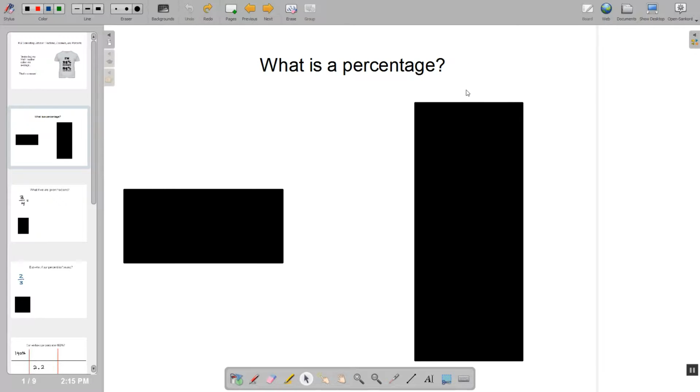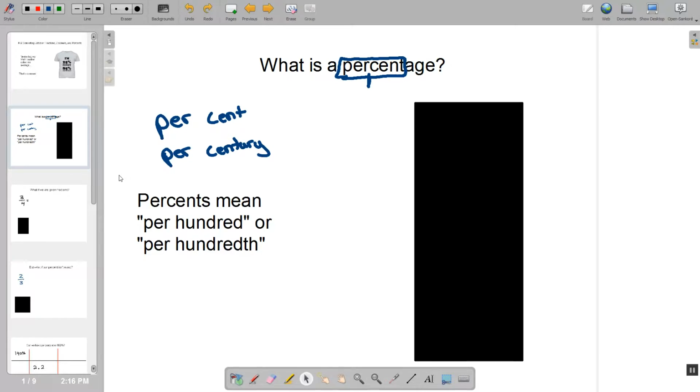Before we can do that, though, we need to know what a percent really means. When we look at the word percent, I always look right here at the first part, and I split this up into two words, per cent. And what per cent means is per century. And a century has 100 years in it. Cents have 100 cents to a dollar, so percents mean per hundred or per hundredth, which is the fraction.